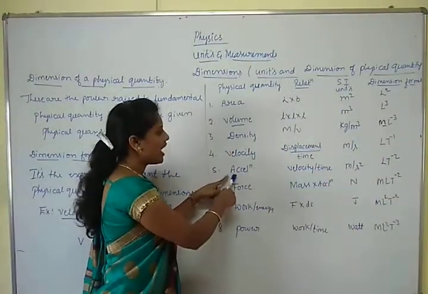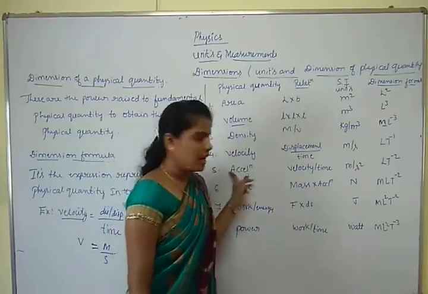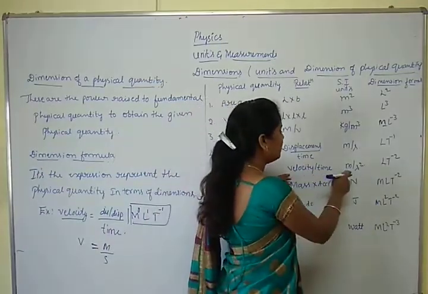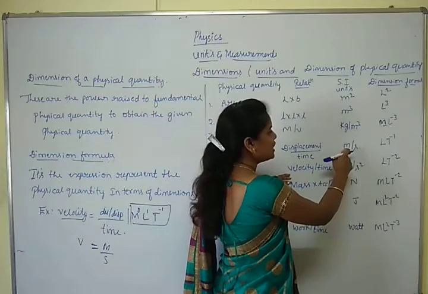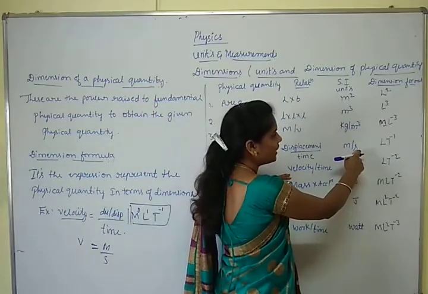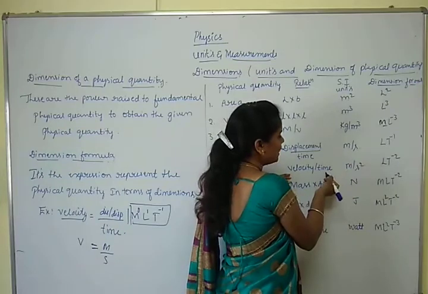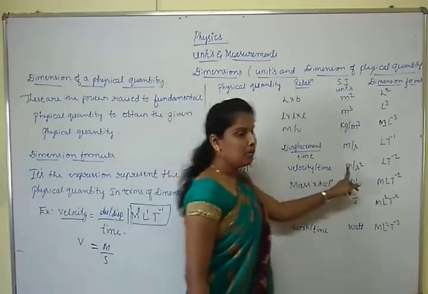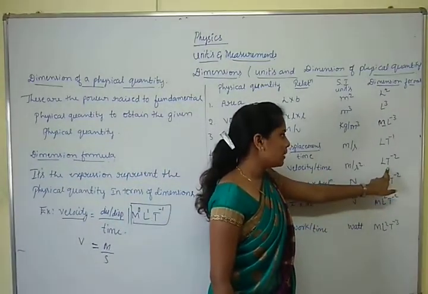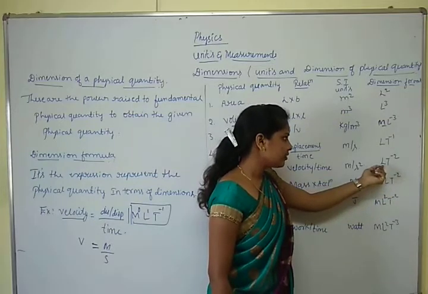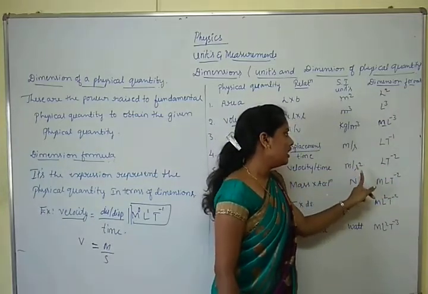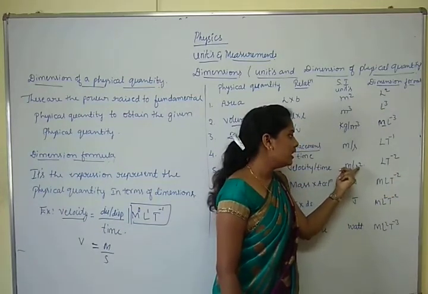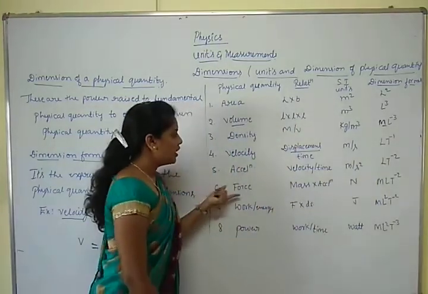The next one is acceleration. Acceleration is defined as velocity by time taken, where velocity means displacement by time taken. Therefore the SI unit of acceleration is meter per second square. Meter is length, L to the power of 1, and second square is in the denominator, so T is minus 2.